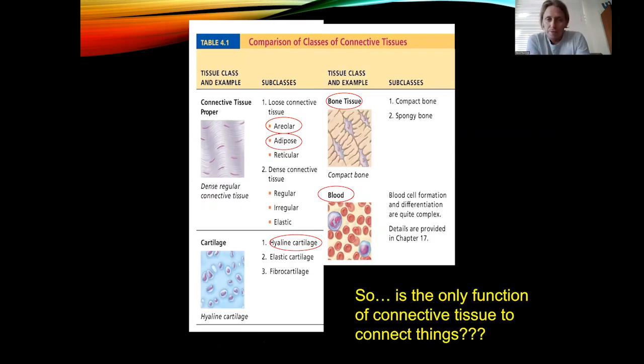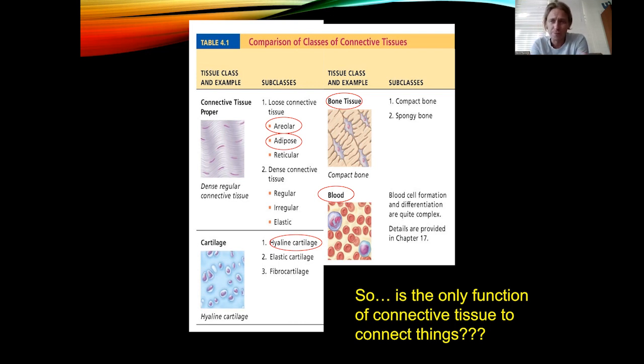Okay, so in lab, these are the five types of connective tissue that you're going to have to identify. So we're going to look at areolar connective tissue. This is kind of the poster child of connective tissue. You have lots of it in your body and it looks just like that illustration I just showed you. We're also going to look at adipose tissue. Adipose is kind of a special case.